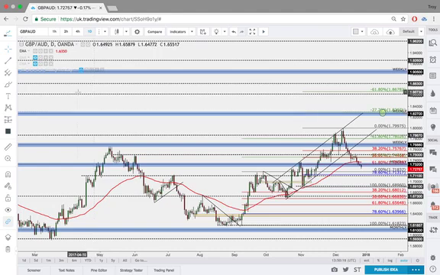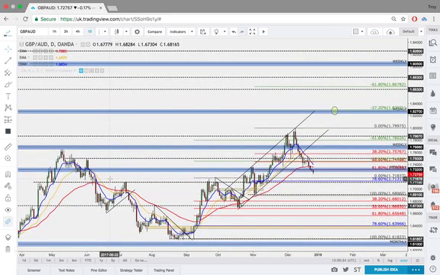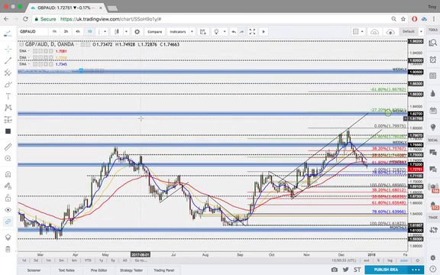The ones we use are the 50, the 21, and the 9. As you can see, the 9 is the blue EMA, which is the shorter time frame, so it's faster reacting. The yellow is the 21 EMA, and the 50 is the red EMA. So how I like to label them is the blue is the 9, the yellow is the 21, and the red is the 50.